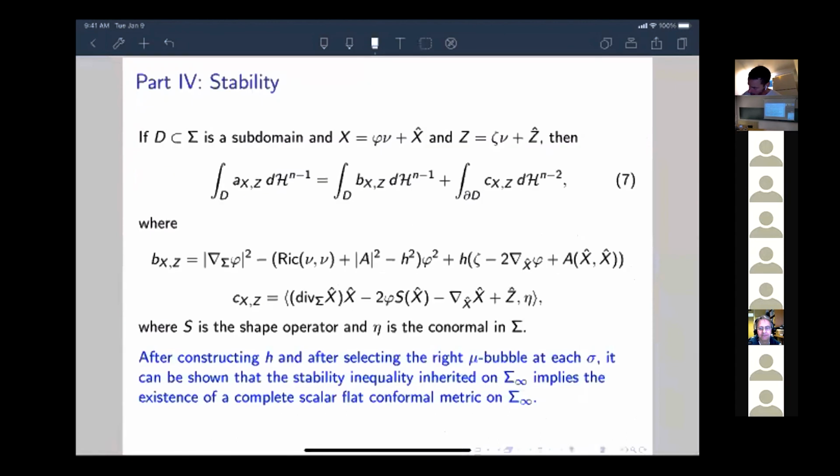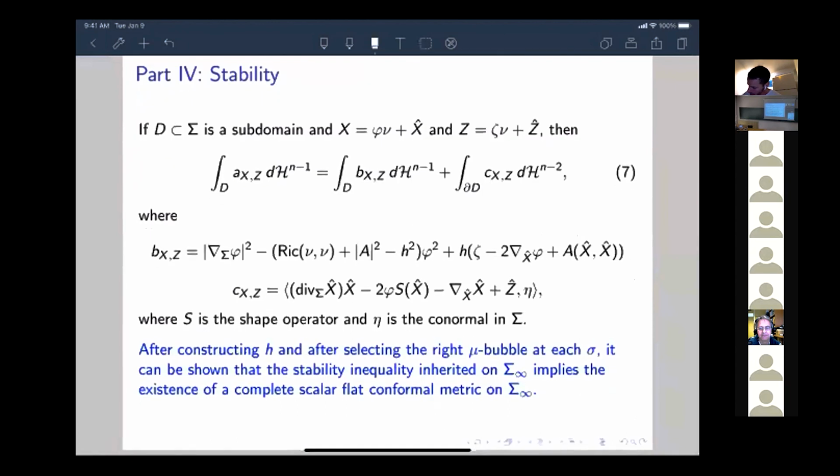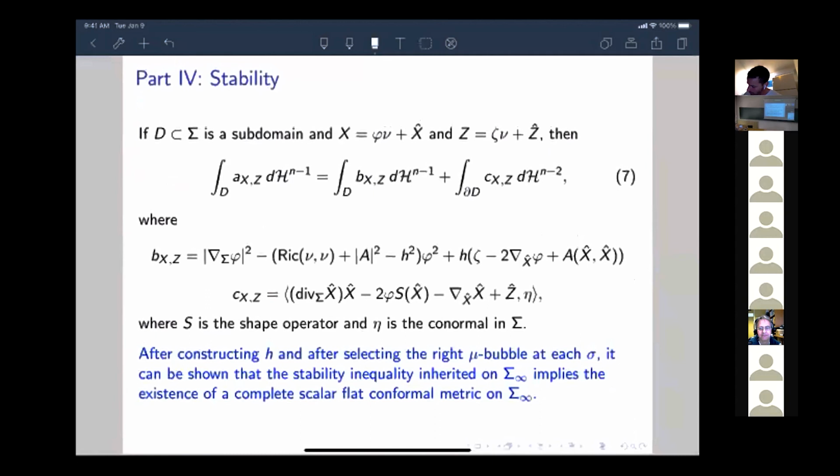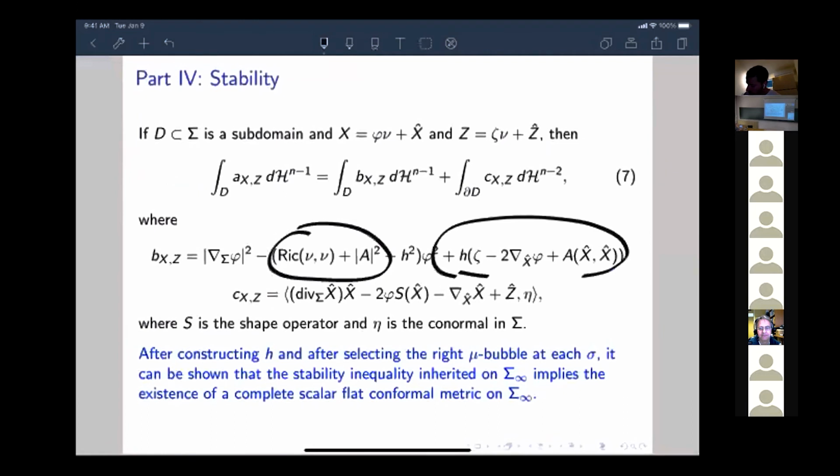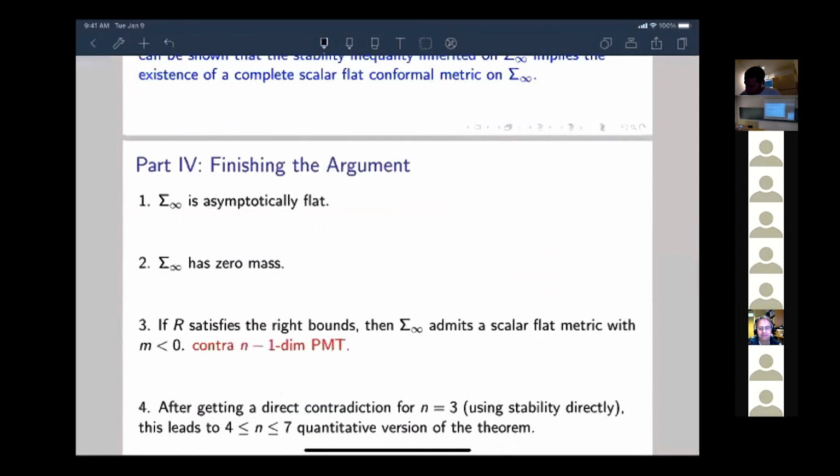So this was me trying to show you some of the terms that crop up. You'll recognize some of these terms from the usual stability inequality. These are some extra terms you get. Decomposing the variation, another thing I should say is that the variation isn't just normal. You need to vary in different directions depending on where you are. But I think these details we can skip and go to just the last slide.